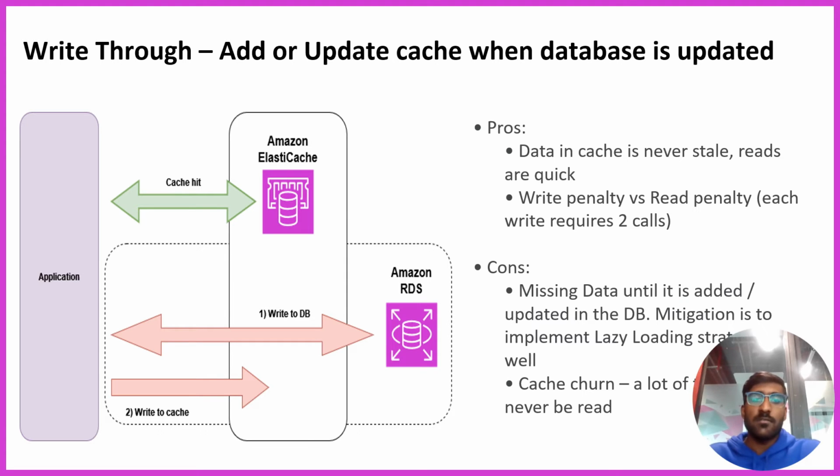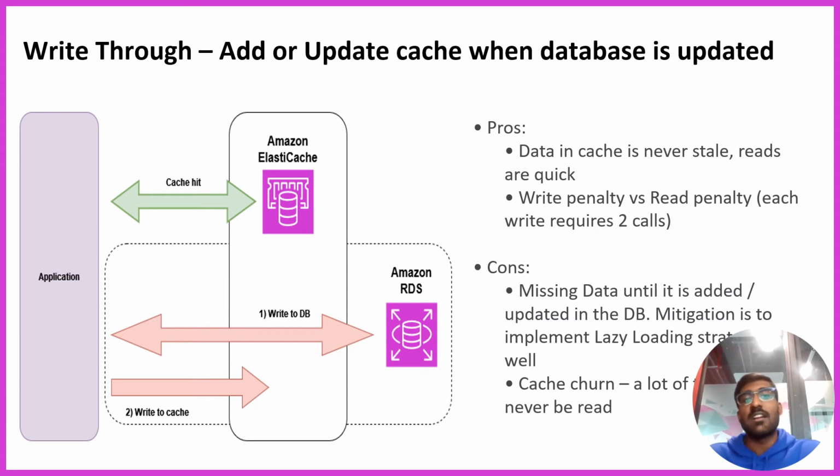So what do we get out of this architecture? Well, the data in the cache is never stale. Whenever there is a change in RDS, then automatically there will be a change in your cache. And this time you get a write penalty versus a read penalty.